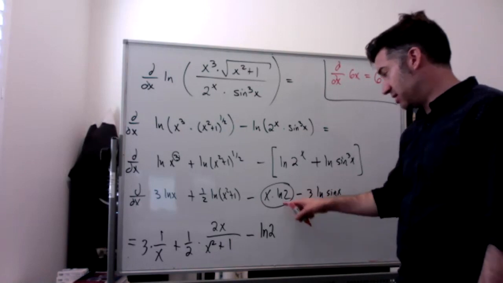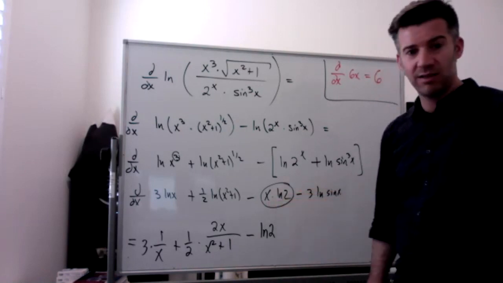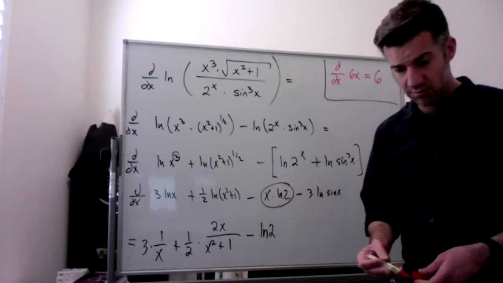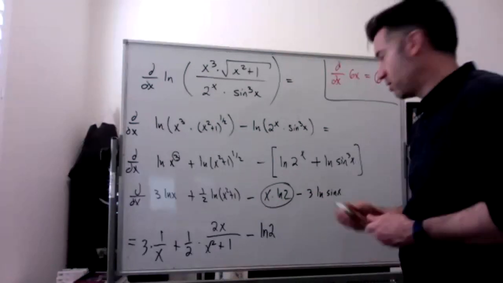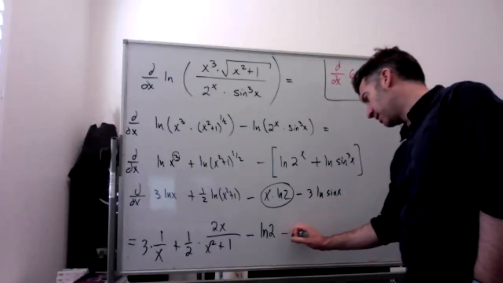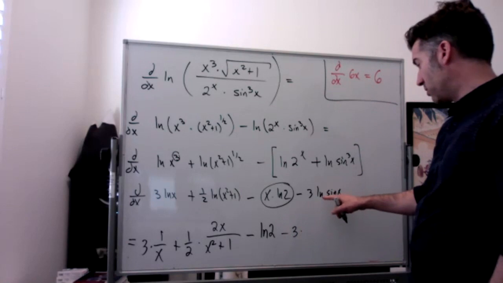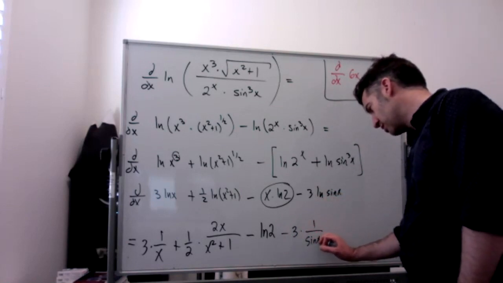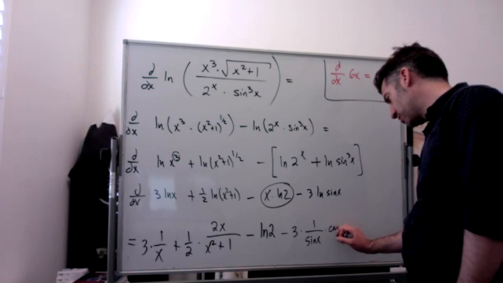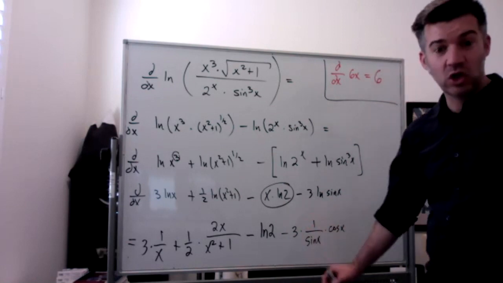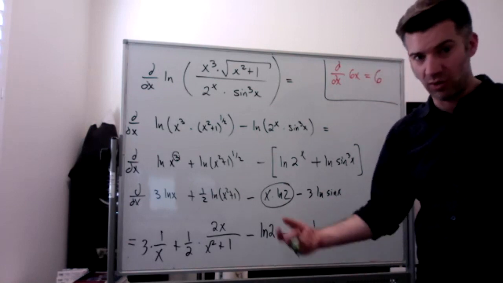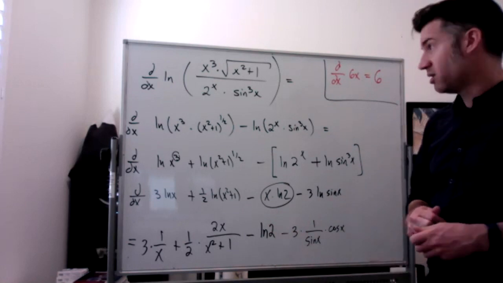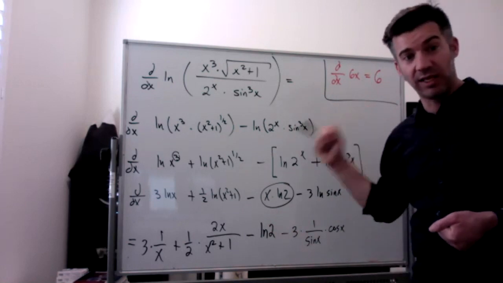Same deal here. This is natural log of 2 times x. The derivative is natural log of 2. And then here we get minus 3 times the derivative of natural log of sine of x is 1 over sine of x times cosine of x. Yes, you could rewrite this as cotangent of x, but I'm not going to rewrite the whole thing just to rewrite that one part. So that's how you take the derivative of something like this.